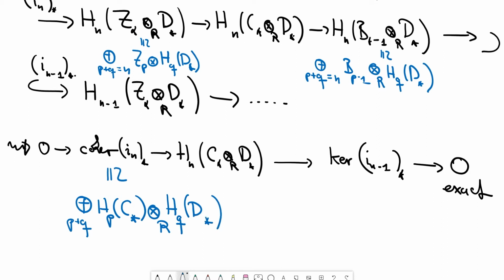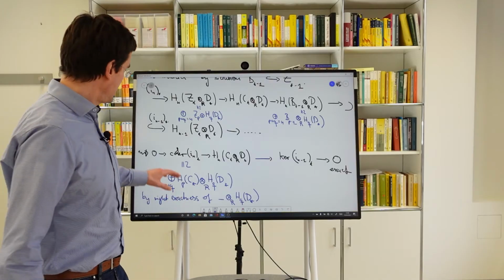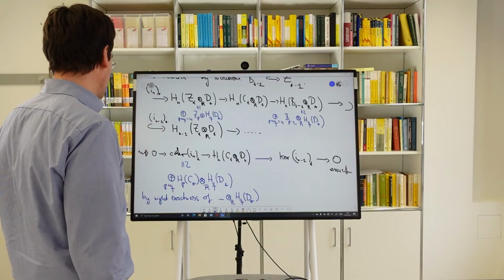What's the reason for that? By right exactness of the functor tensoring with HQ star. Okay, so let's have a closer look at this statement.